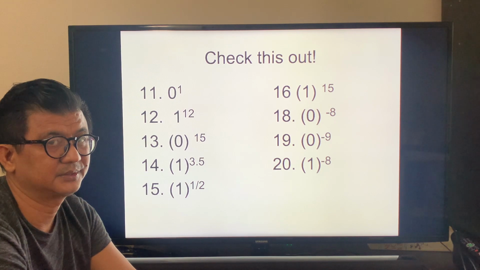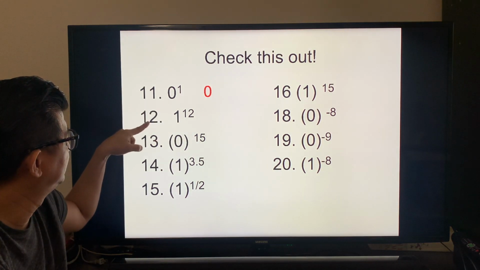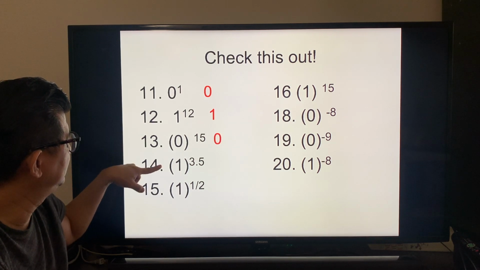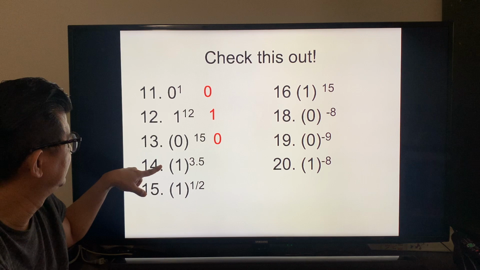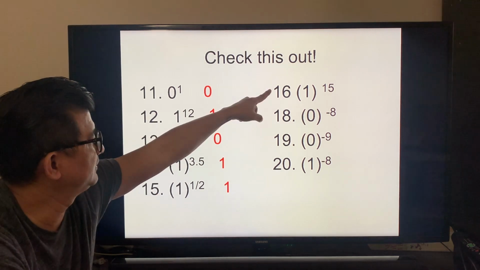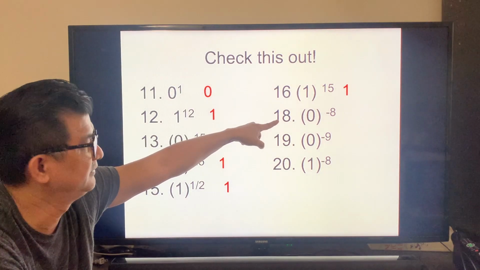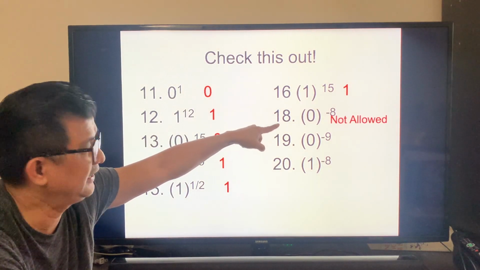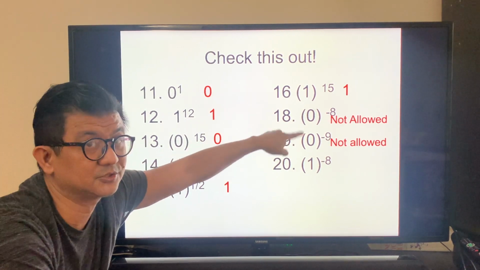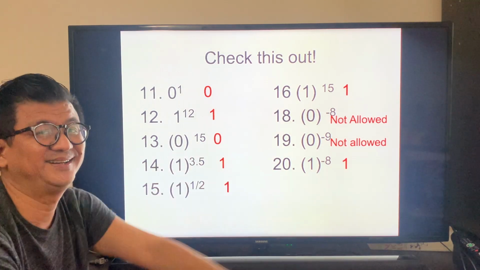Ready? Okay, here are the answers. Number 11, 0, 1. Number 13, 0. Number 14, 1. Number 15, 1. Number 16, 1. Number 18, negative. Not allowed, undefined. That's only if the base is 0. Okay, if the base is 0. 1. All right, you got it.